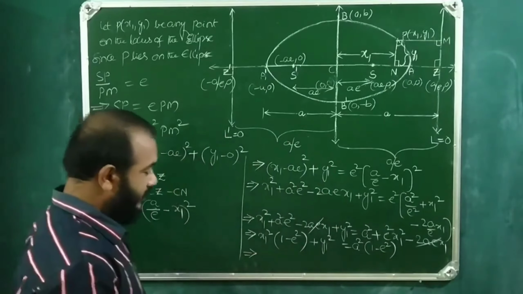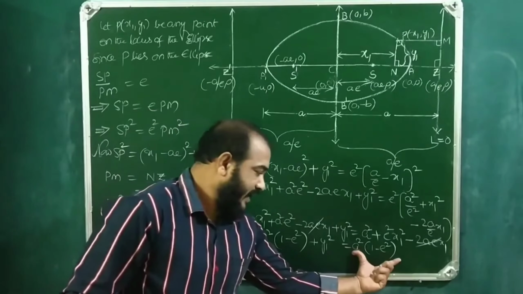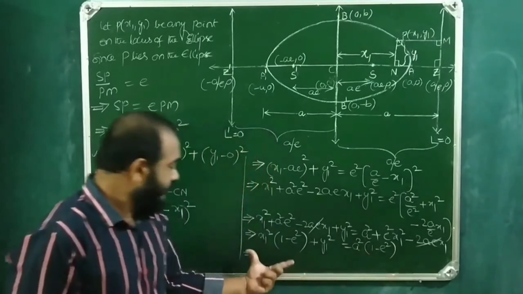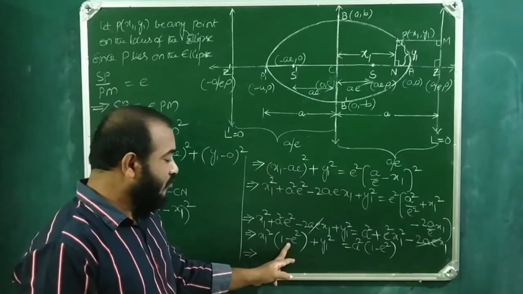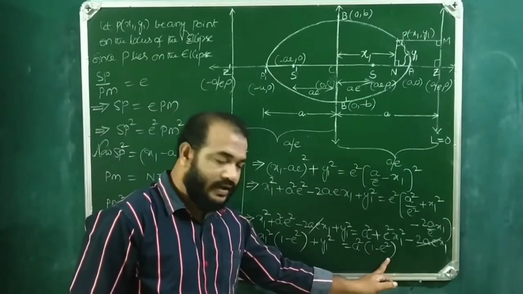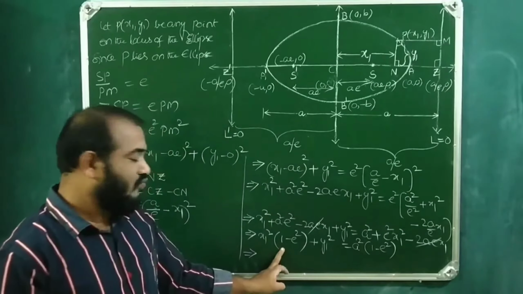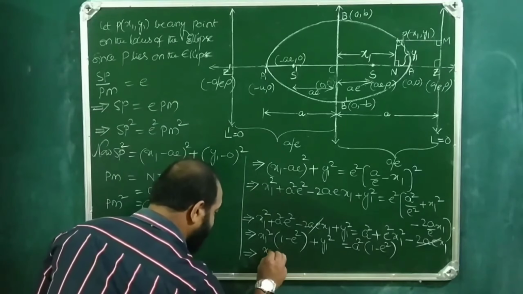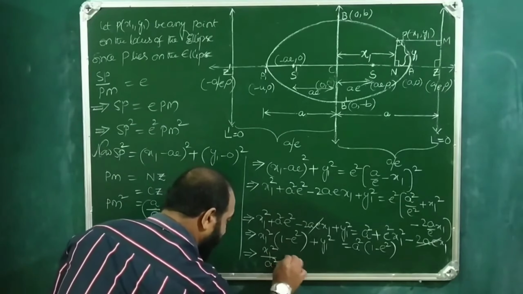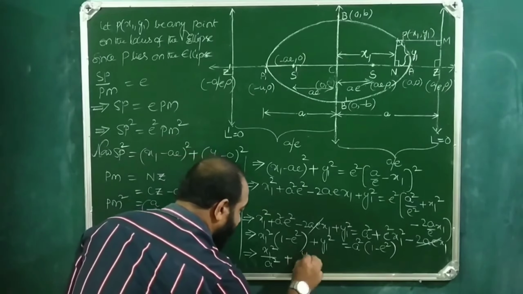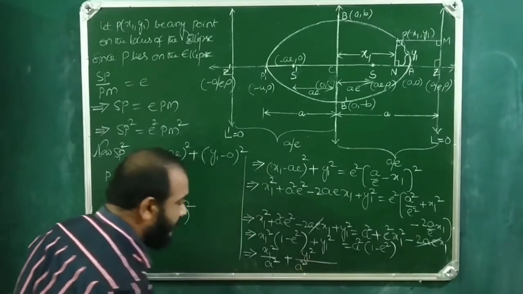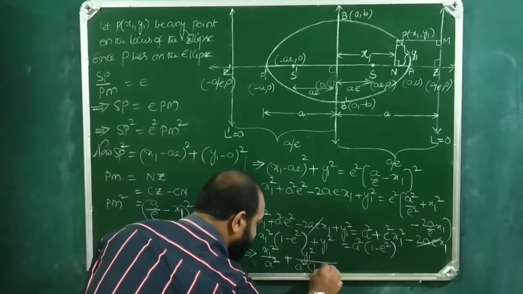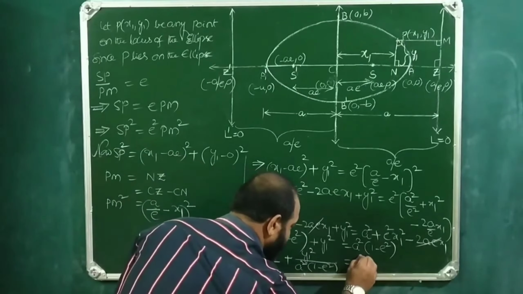From this, divide a square into 1 minus e square on both the sides. Then we will get x1 square into 1 minus e square by a square into 1 minus e square. 1 minus e square, 1 minus e square gets cancelled. We are left with x1 square by a square plus y1 square by a square into 1 minus e square is equals to 1.